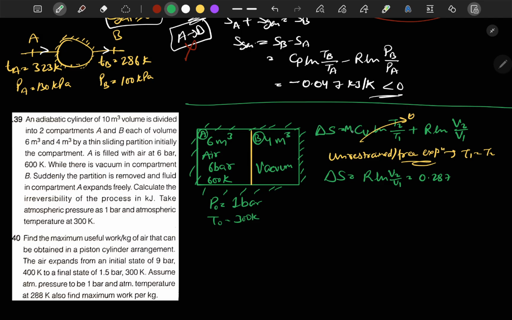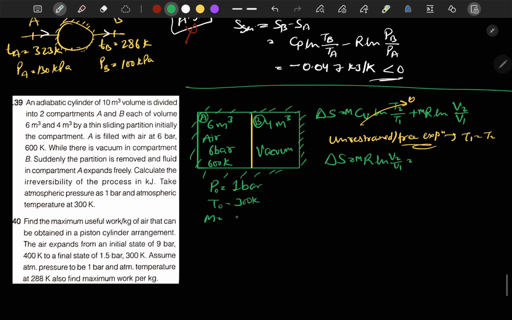Here it should be m times Cv and m times R, so there should be m here. Now from the ideal gas equation we can find m equal to PV by RT, which equals P1 V1 by RT1. So m times R we can write as P1 V1 by T1. P1 is 6 bar, that is 600 kilopascal, times V1 of 6 meter cube, upon T1 of 600 Kelvin, times ln V2 by V1. V2 is the total volume, 6 plus 4, that is 10, and V1 is the initial volume, that is 6.